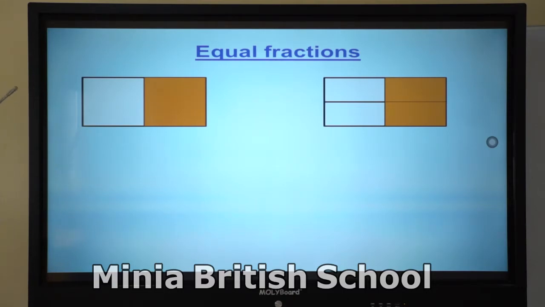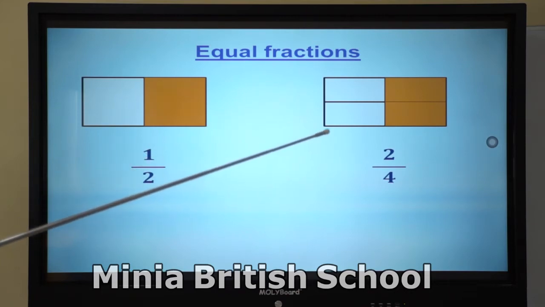So the fraction for the first one: here I have 1 colored part and all parts equal 2. So the fraction will be 1 over 2. What about the second one? Here we have 2 colored parts and all parts are 4. So the fraction will be 2 over 4. Look at the colored pictures, or the two figures. They are equal to each other. This half is equal to 2/4.